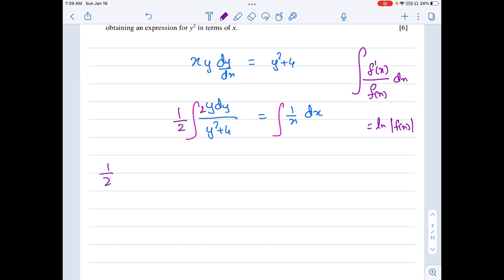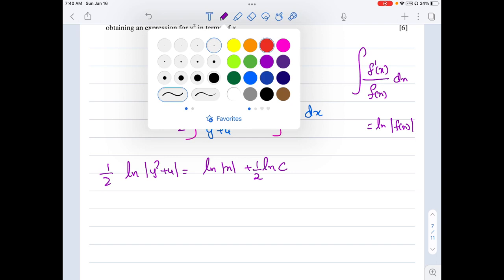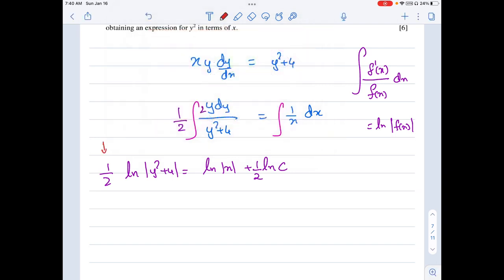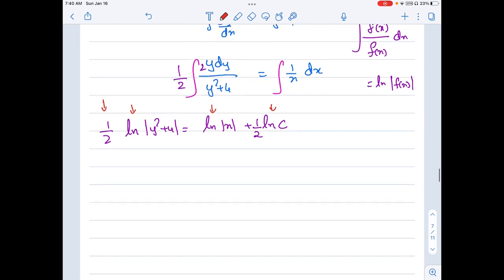So therefore it is 1 upon 2 ln (y square plus 4) is equal to the integral of 1 upon x, which is ln x, plus we can write it as ln c. That will be the easiest way to do that. And moreover, I write it as 1 upon 2 ln c. You can write it as plus c, you can write it as ln c, you can write it as 1 upon 2 ln c, as you wish. You can play around with the constant. Why have I written 1 upon 2 ln c? Because over here I have 1 upon 2 and everything is in the form of ln, so simplification will become easier.